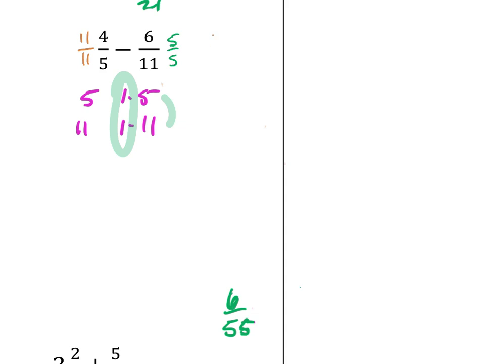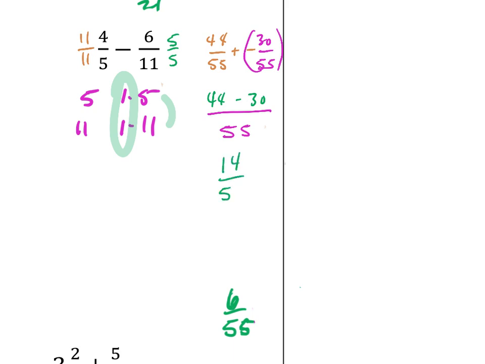Which means I'm going to wind up with 44 55ths plus negative 30 55ths, which means that's all over 55. I'm going to have 44. Now I'm just going to keep it at subtraction, because 44 minus 30, well, why make it harder than it has to be? That's just going to be 14 55ths.